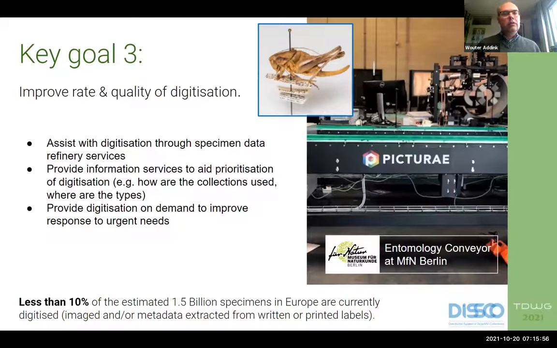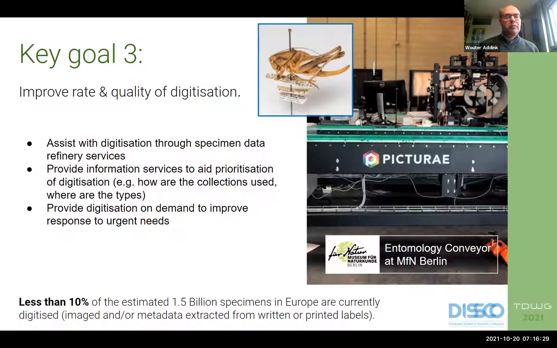Our last key goal is to improve the rate and quality of digitization. We want to assist with digitization at the individual institutions through the specimen data refinery services. Individual institutions should be able to provide just the image of a specimen, and then the refinery services can extract the label information and all kinds of other information from the images.